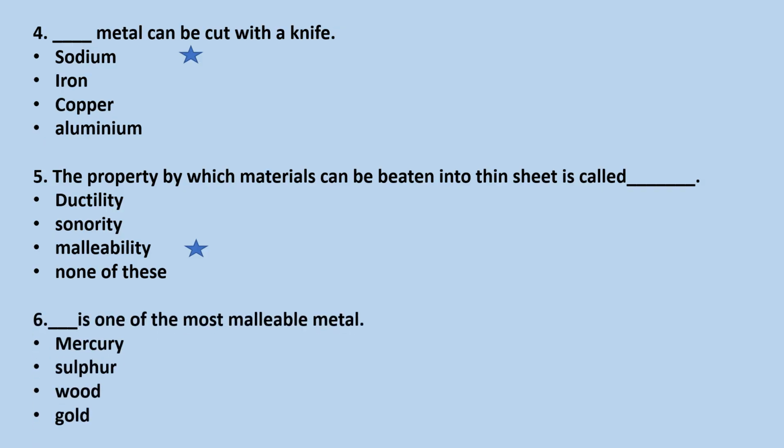Question number 6. Dash is one of the most malleable metal. Mercury, sulfur, wood, or gold? So the correct answer here is gold.